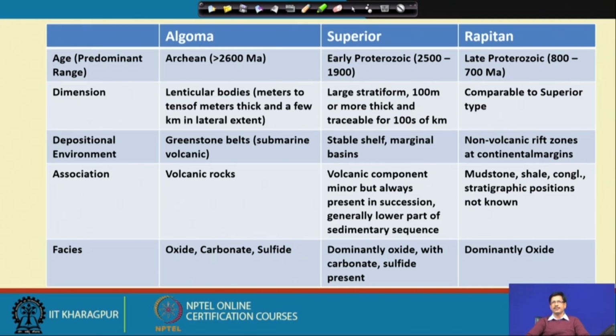And the Superior type do have a volcanic component, minor but always present in the succession, and sometimes they preserve the entire sedimentary succession from the basement to the youngest of the formations, which has been worked out in many deposits. And the Rapitan type do have a glaciogenic component, and they are associated with diamictite, shales and conglomerate. Mineralogically, the Algoma type are dominated by oxides, mostly magnetite, carbonate and sulfide. The Superior type also have a similar mineralogical constitution, whereas the Rapitan type is dominantly oxide.